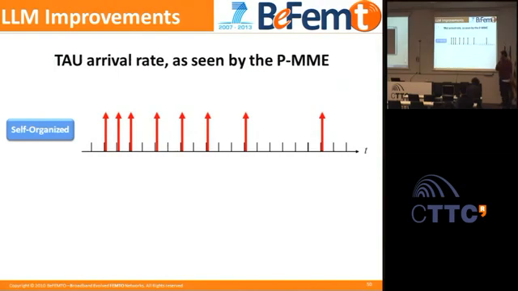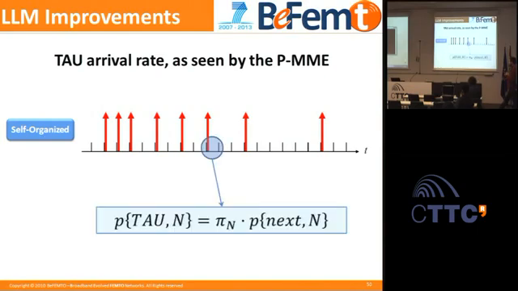Okay, so if we go back to that figure that we presented before, now we see that we have a slotted time axis. Well, that's because we're dealing with a discrete time Markov chain, so the time needs to be discretized. And what we have now is these arrows here that represent tracking area updates. Thanks to this mobility model, what we can characterize now is this. Is the probability of having a tracking area update in each one of these time slots.